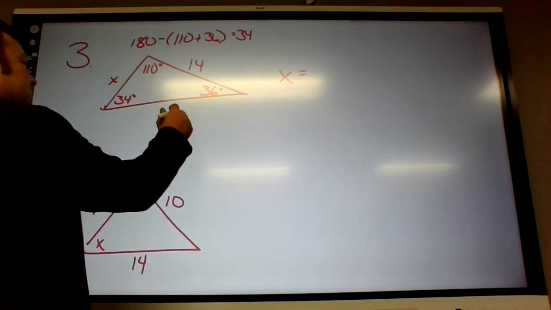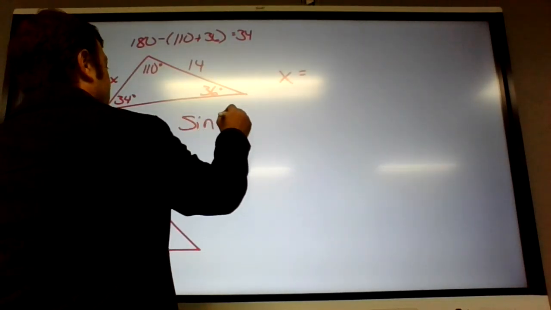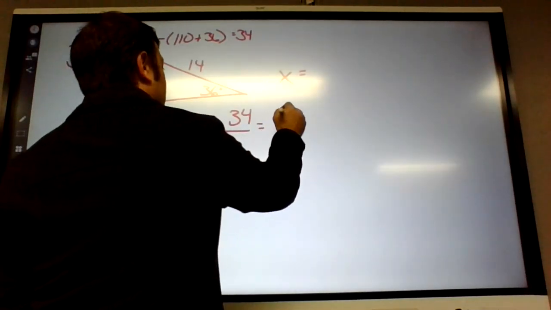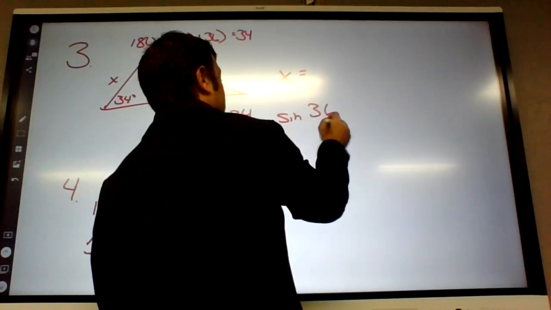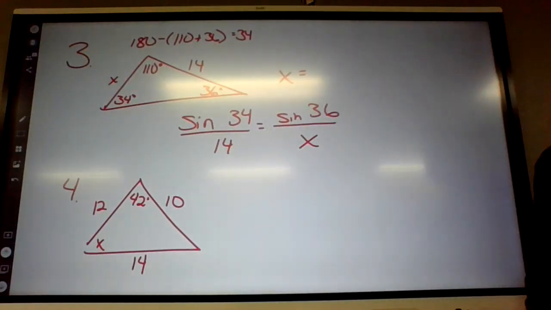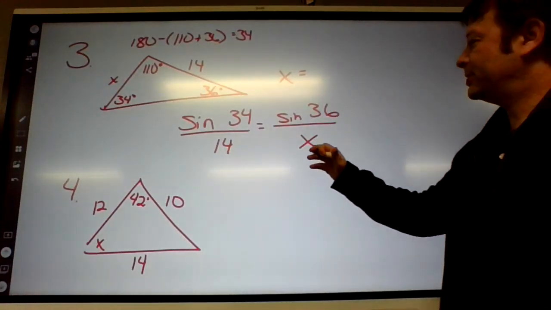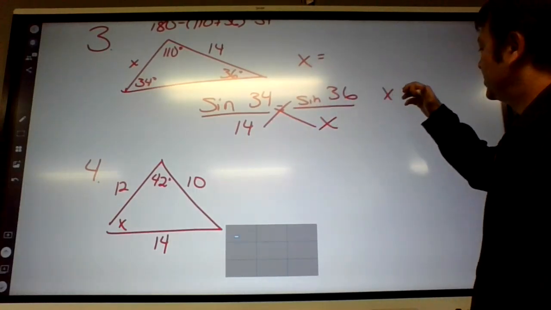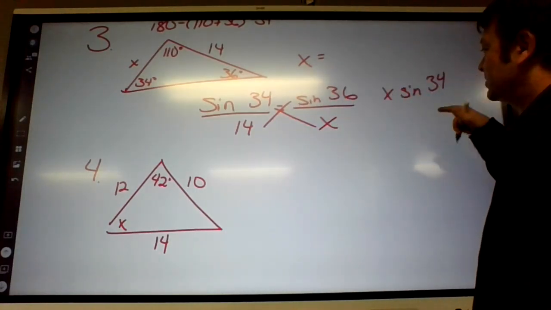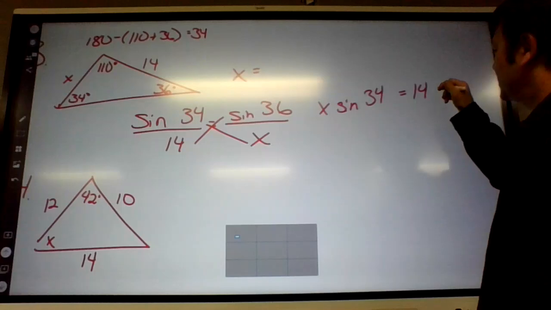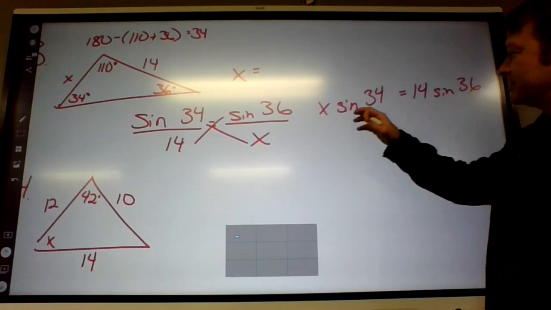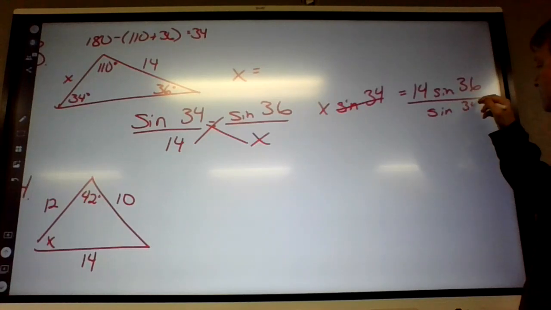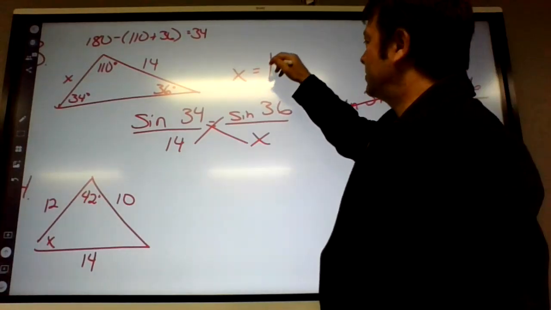Yeah, so sine of 34 over 14 equals sine of 36 over x. 14.3. And I would cross multiply. X sine of 34 equals 14 sine of 36. So to solve for x, we would divide by sine of 34. 14.7. Hope says 14.7. You guys concur?